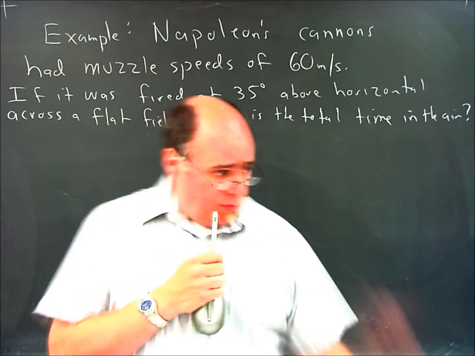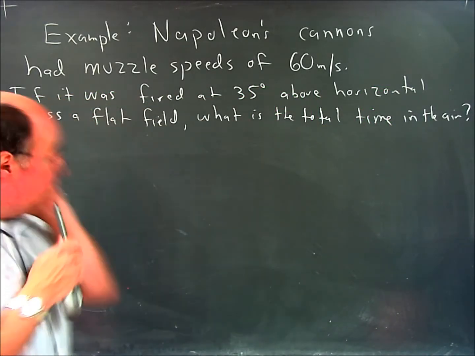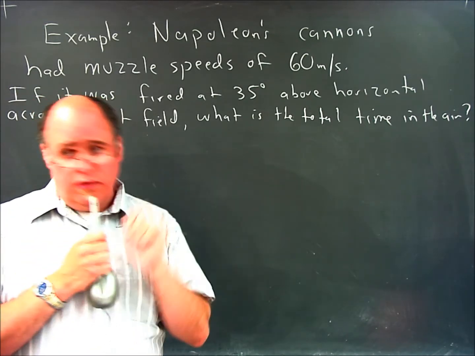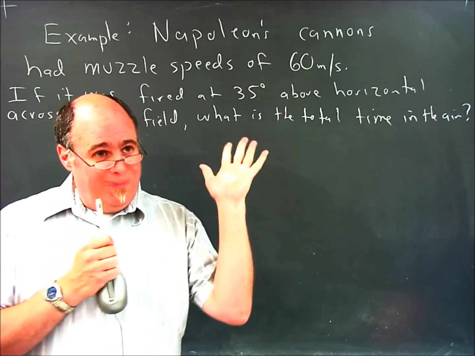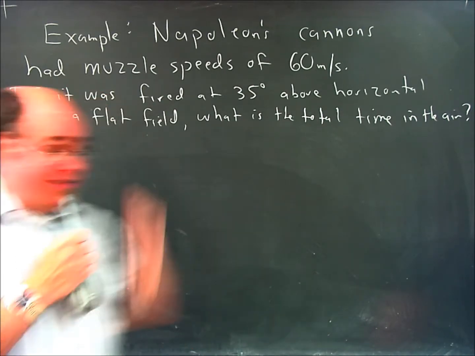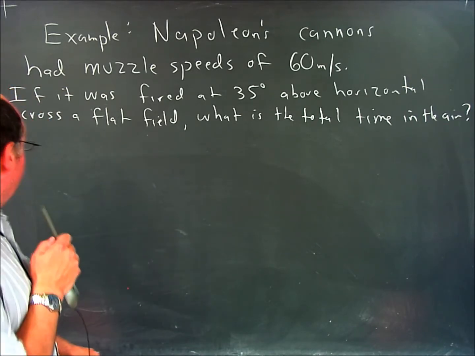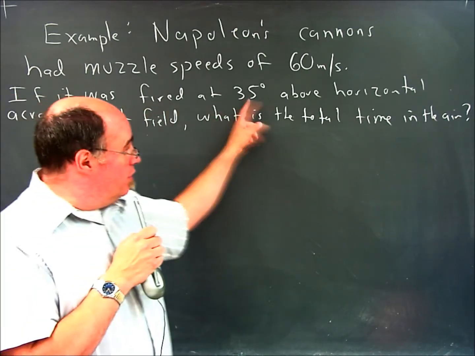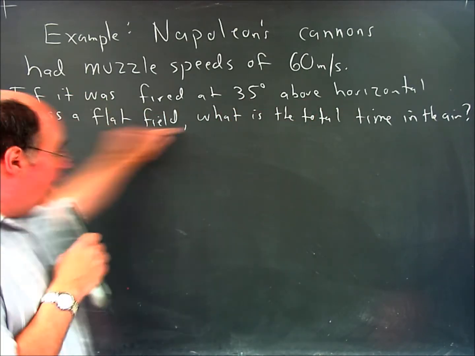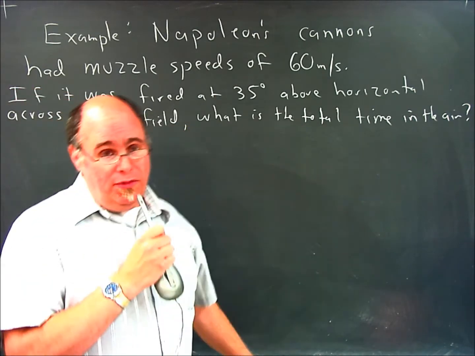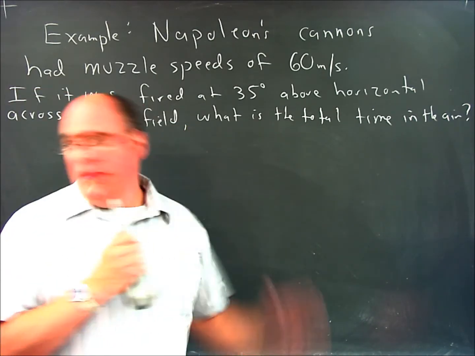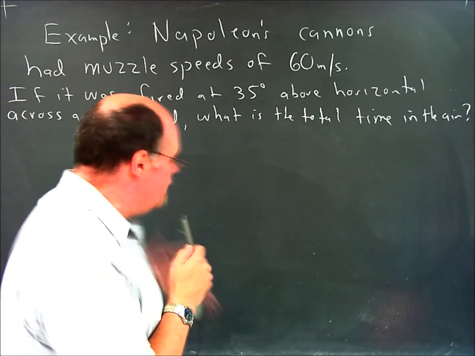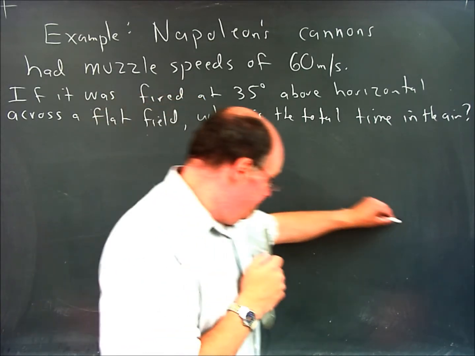Here's a problem dealing with projectile motion. It says this: Napoleon's cannons had muzzle velocities of 60 meters per second. So all of his cannons had a speed of 60 meters per second. I don't know how reliable this information is. I'm saying if we fire that cannon 35 degrees above the horizontal across a flat field, what's the total time that cannonball is going to be in the air? And I'm pretending now that it's going to land and end at the same elevation. Okay, so that's not overly practical, but let's just pretend it's landing at the same elevation.